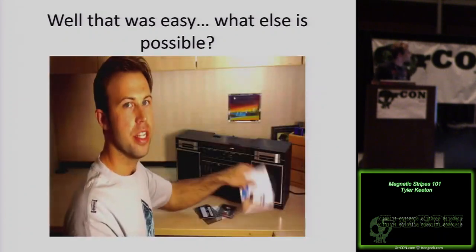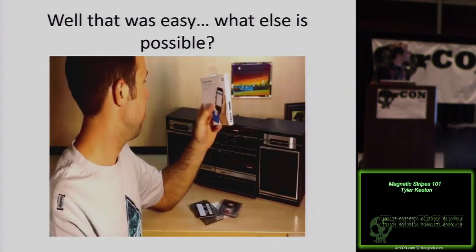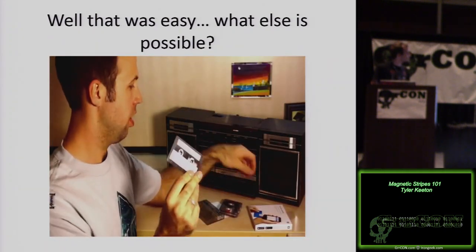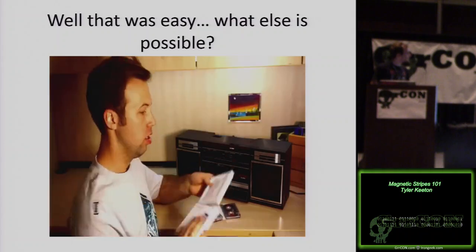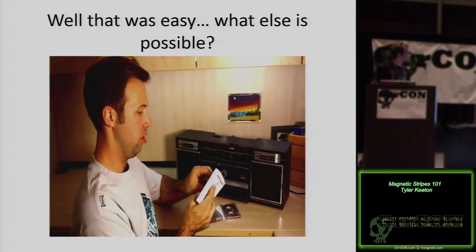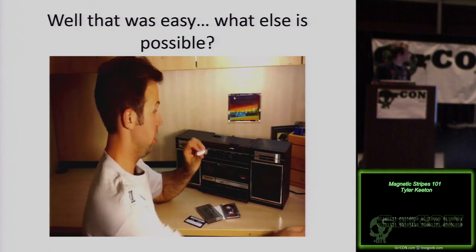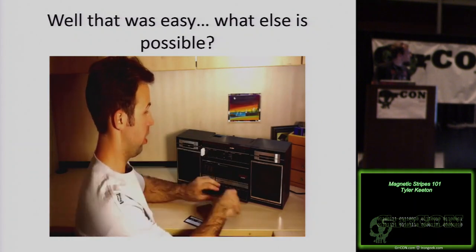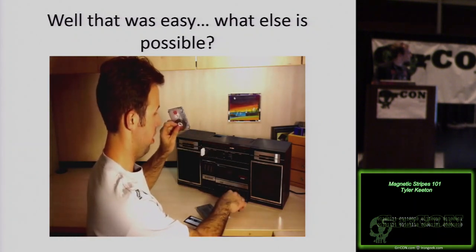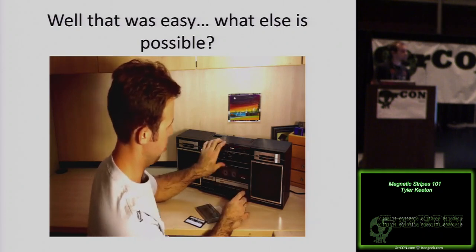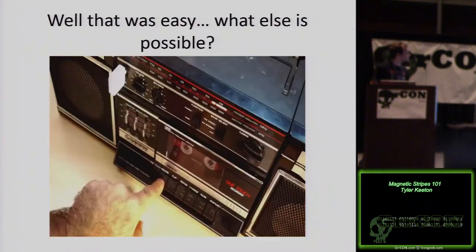I'm gonna use this $10 Square card reader to copy this card onto another card. All we have to do is open the Square card, plug the Square card into the microphone jack, toss the cassette into the boombox. Click record.